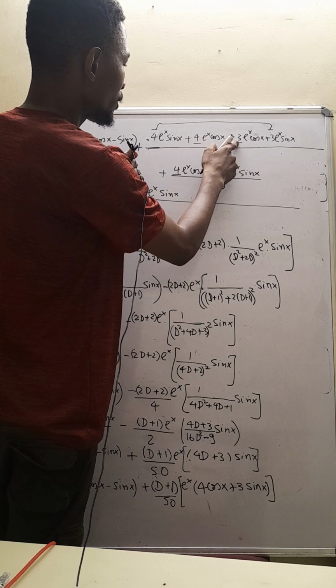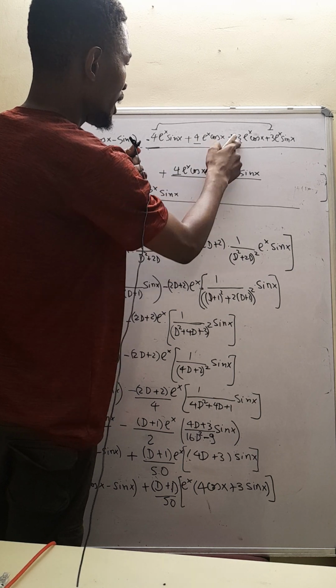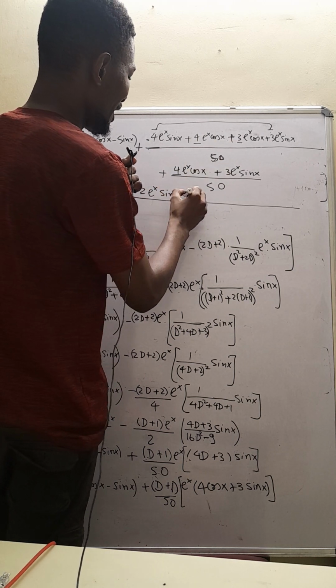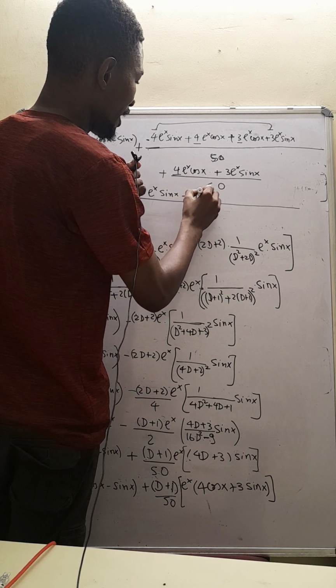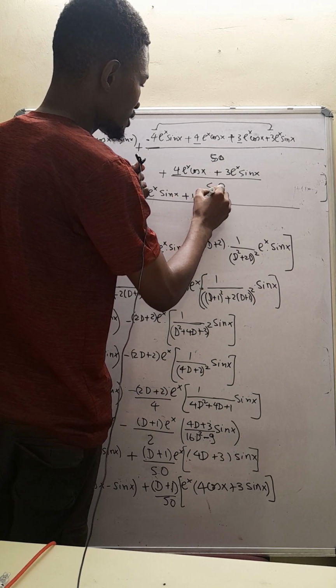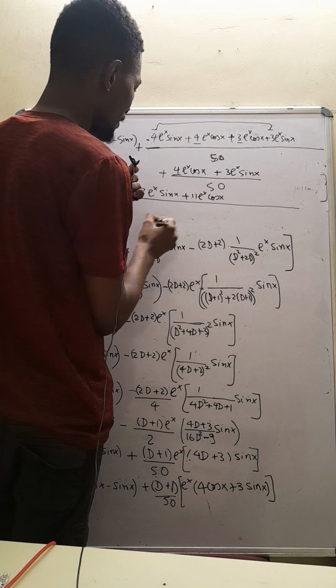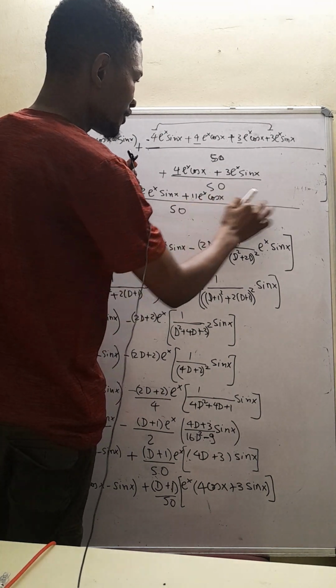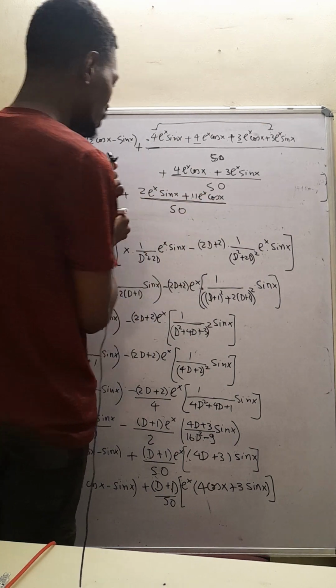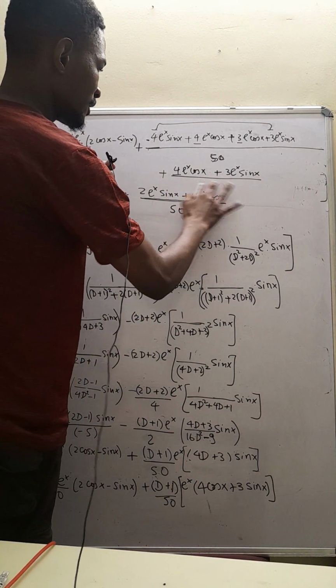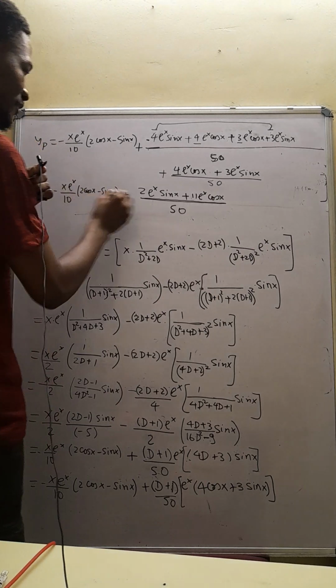Now, this guy, 4, 3, and 4. What will it be? 4 times 4, 8. 8 plus 3, it is 11. Okay? So it will be plus 11 Euler raised to x cos of x, all by 50. All by 50. Okay? All by 50.